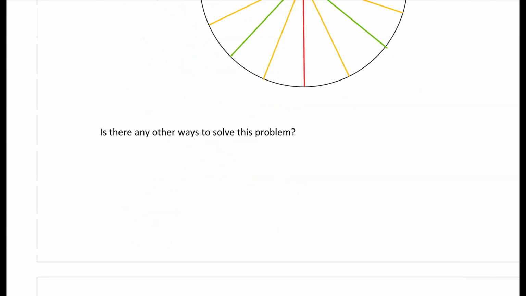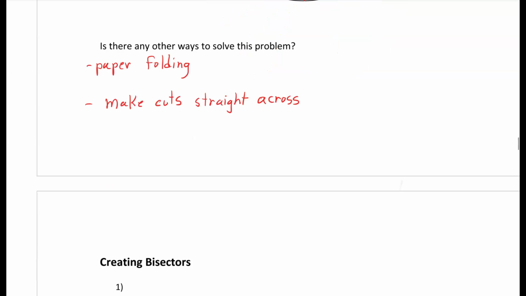Now, are there other ways that we could have solved this problem? Well, one way would be if we took the paper and folded it, we'd be able to divide it into this number of segments. We could also use cuts, so we could cut all the way across and keep cutting it into its individual pieces. Move over to the next page.